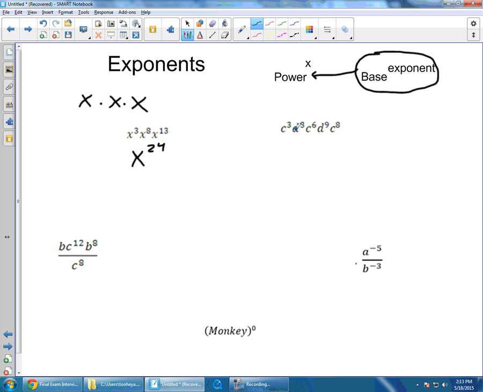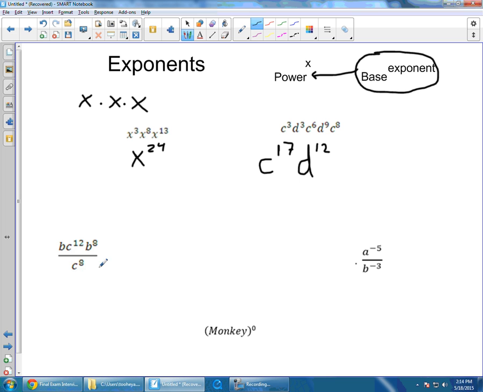All right, hopefully you tried this. Let's try our c's. There's 3, 6, 8. So I would add 3 plus 6 plus 8. That should give me 17. So c to the 17th power. Then I would get my d's together. d to the 3rd, d to the 9th. That gets me d to the 12th power. Okay, so there's that version of it.